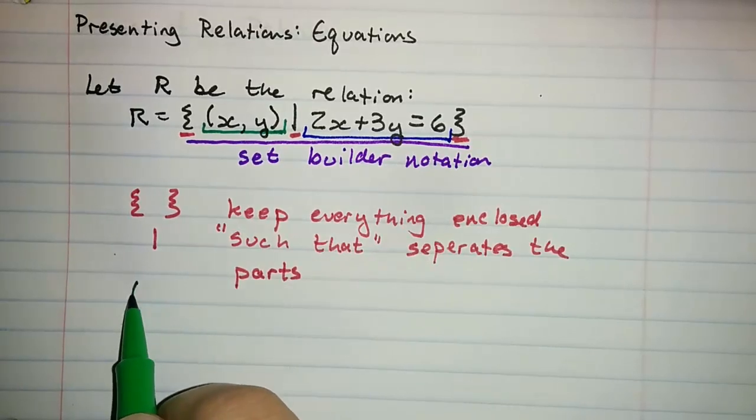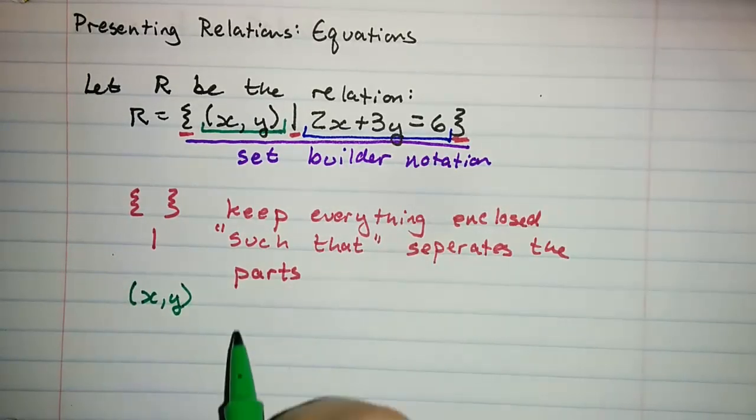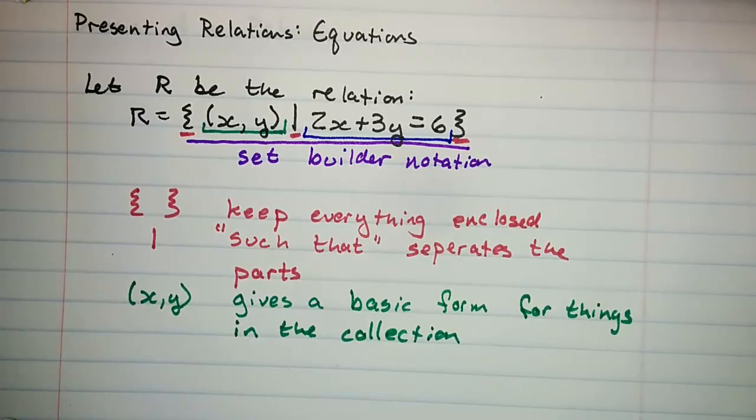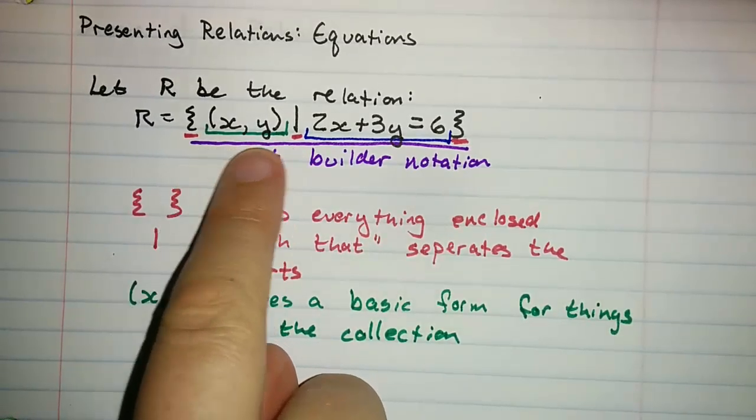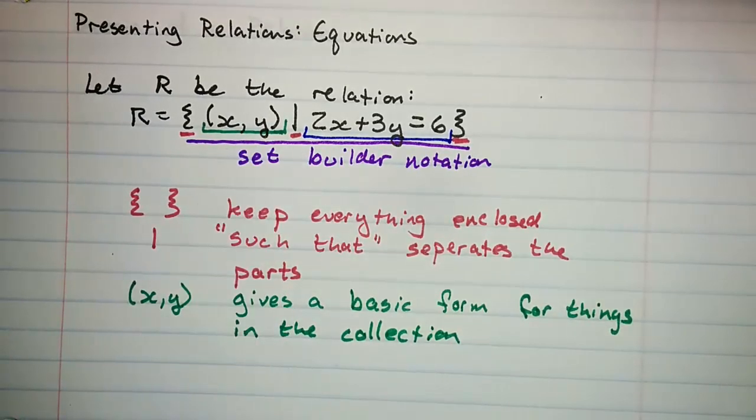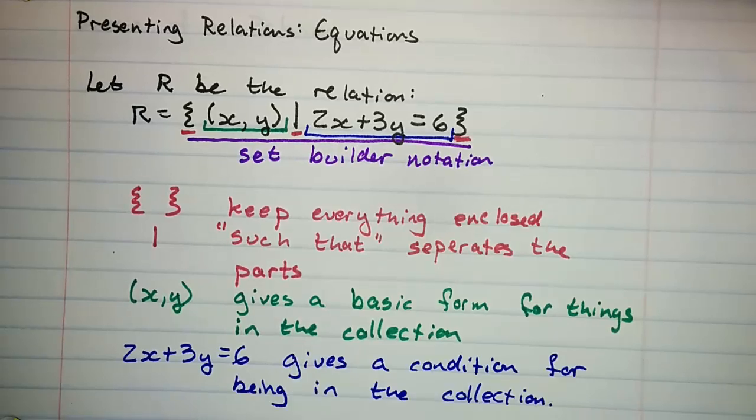The xy, which comes before "such that," gives a basic form for things in the collection. So when we see xy here, we know that things in the collection are going to be ordered pairs. If we saw just an x there, we would know that things in the collection were going to be numbers. If we saw something more complicated there, we would know that things in the collection were going to be something more complicated. And then the 2x plus 3y equals 6 gives a condition for being in the collection.